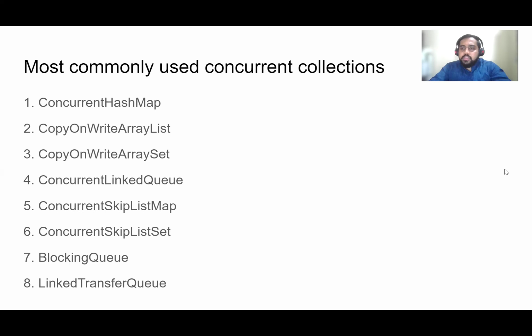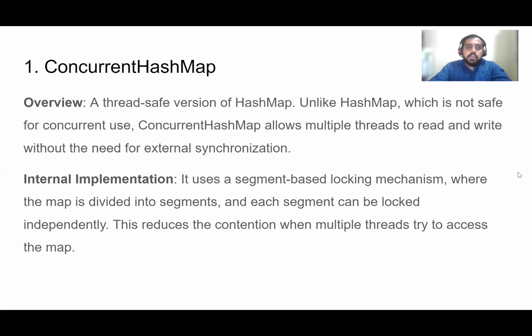So let's see them one by one, guys, so that you'll understand more. What is a ConcurrentHashMap? It's a thread safe version of HashMap. If you use the normal HashMap, it is not safe for concurrent use. Suppose I created a collection of HashMap type and multiple threads are acting on it. It's not safe.